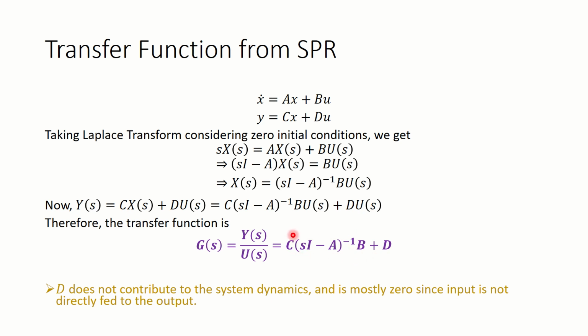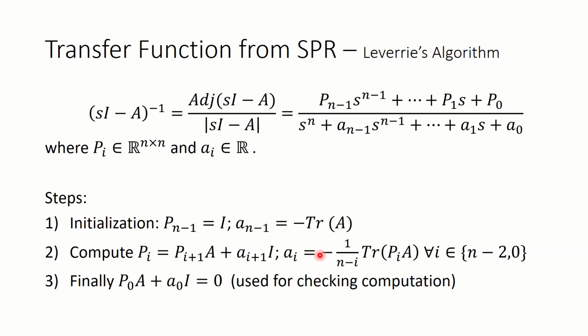So the effort goes here in finding this (sI minus A) inverse, and if it is a two-dimensional matrix, 2 cross 2, then it is very easy. However, if it is 3 cross 3, it becomes a bit tough, and you can understand if it is 4 cross 4, your life becomes difficult. But there is an algorithm that has been developed by Leverrier. So Leverrier has proposed an algorithm which easily computes (sI minus A) inverse directly.